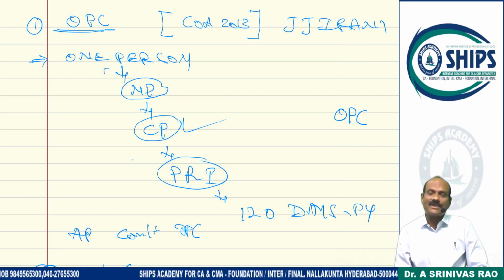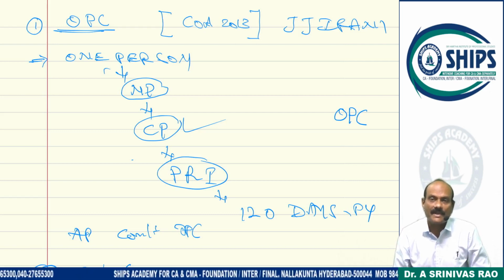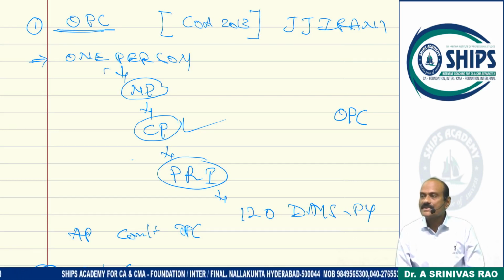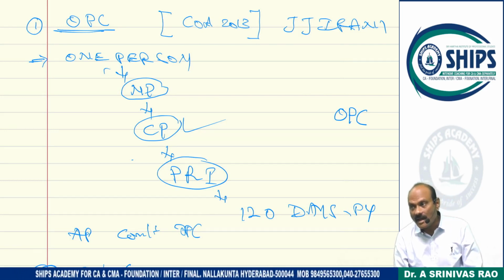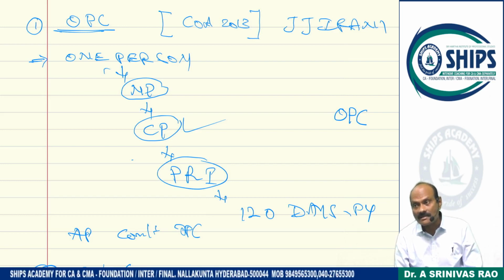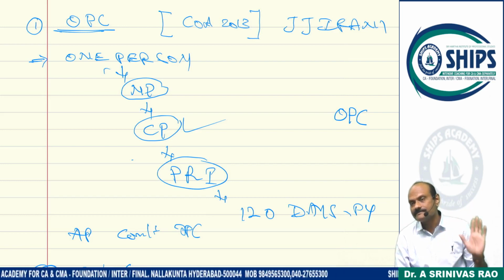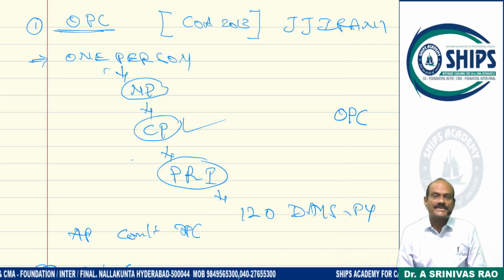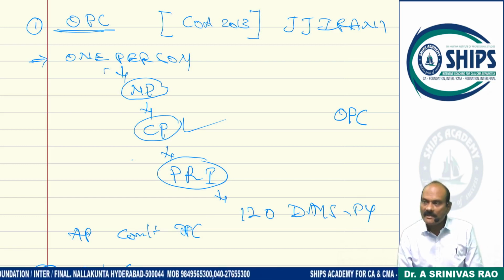Sir, can I convert OPC into a private company or public company? Yes. You can convert your OPC into either a private company or a public company, but not a Section 8 company. This is about OPC. Am I clear?